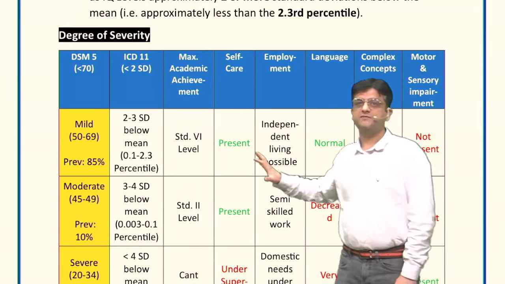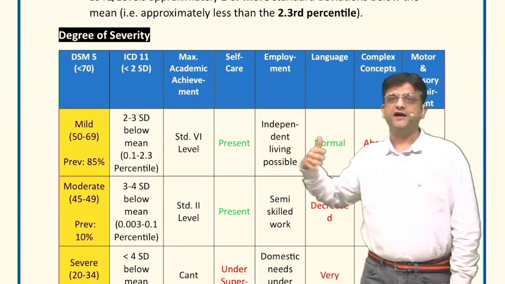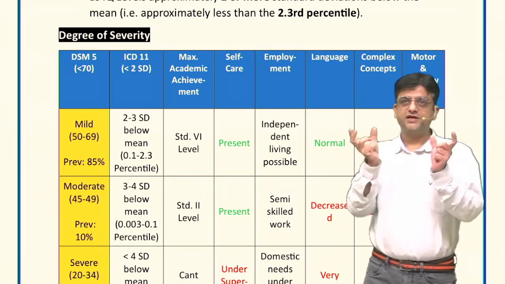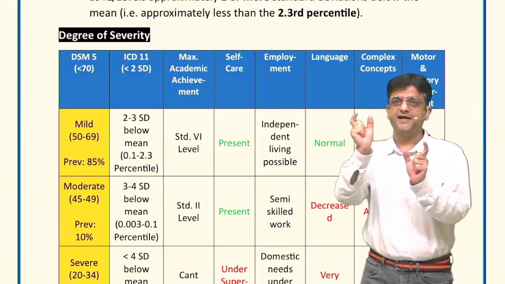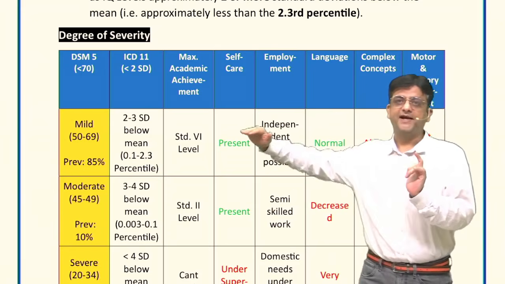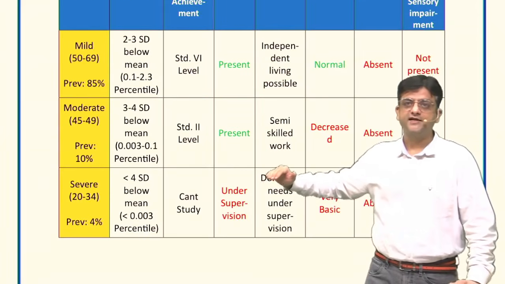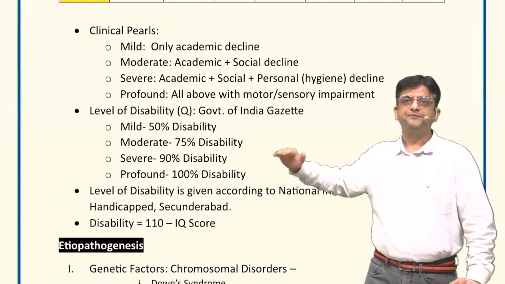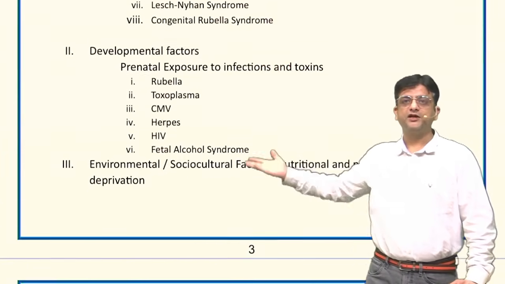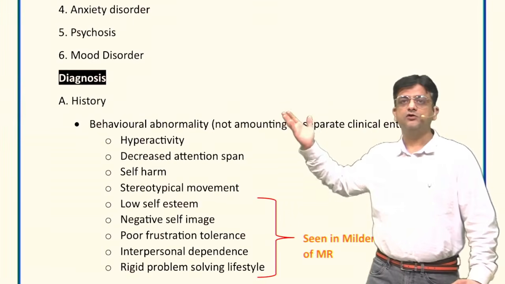This chart was made by me. How to clinically find out mild, moderate, severe based on degree of severity comparison, till what standard mild can study, till what standard moderate can study, severe, profound. Then a little bit about etiopathogenesis. So this is how the book flows.